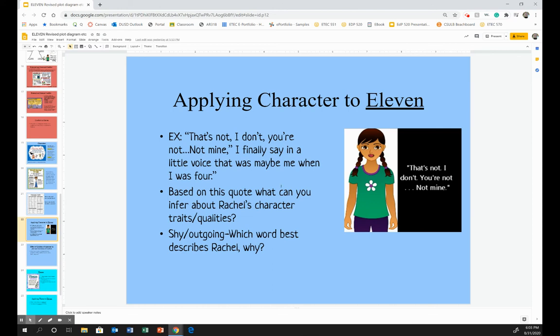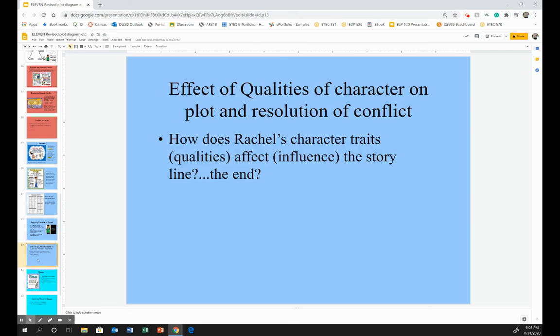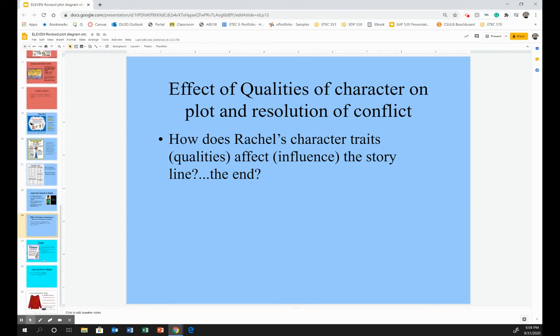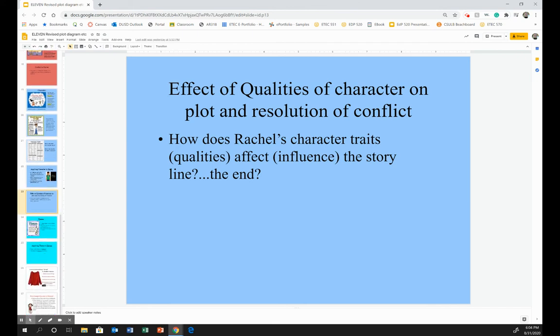She says over and over again, that's not, I don't, you're not mine. She says in a little voice that was maybe me when I was 4. So based on that, you can infer that she's feeling 4, that she's feeling like she's 4 years old and not 11. Maybe she is shy, not outgoing. I would not say she's a really adventurous type. Here's a good question to think about. How do Rachel's character traits affect the storyline? If she was a different kind of person, how would the story be different?